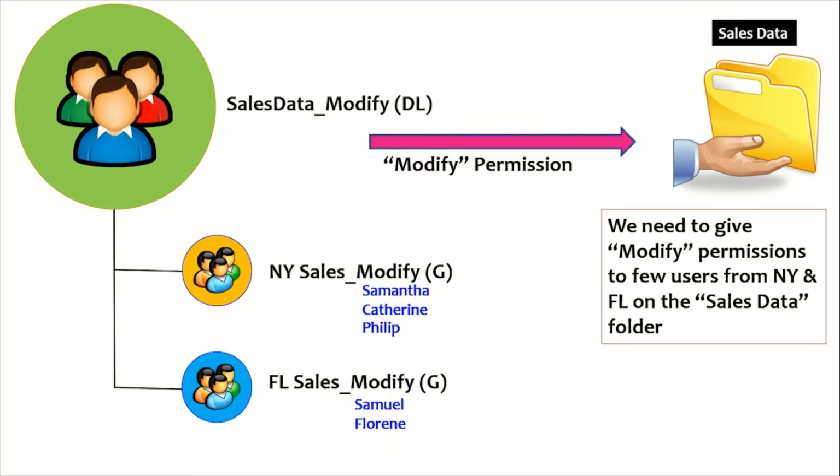Now if tomorrow you want to revoke access for one of the users, simply remove the user from that particular group. For example, Philip. So you want to remove access on the sales data folder for Philip. Simply remove him from the group and he won't have access anymore. So you don't need to change the entire structure.